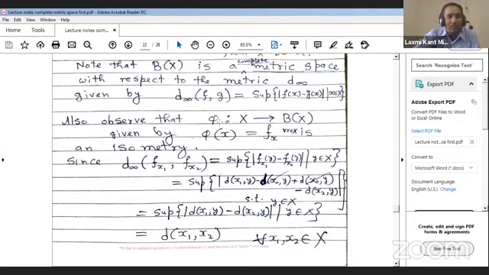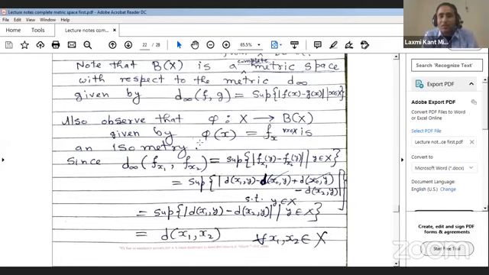Observe that phi from X to B(X), given by phi of x equals f_x for every x belonging to X, is an isometry. How is it an isometry? Suppose we compute the distance between the images of x1 and x2 under phi. Phi of x1 is nothing but f_x1, and phi of x2 is f_x2. So the distance between f_x1 and f_x2 is what?